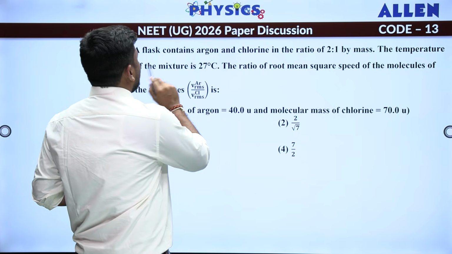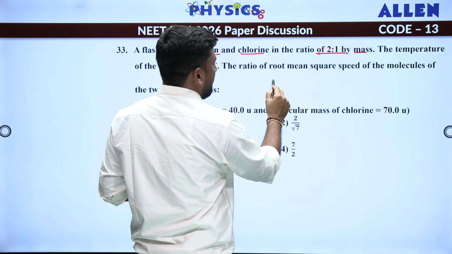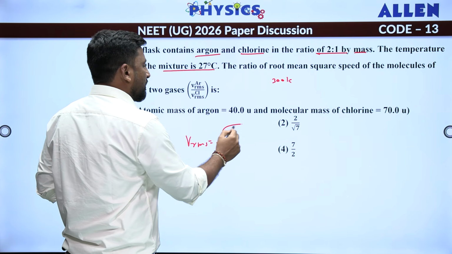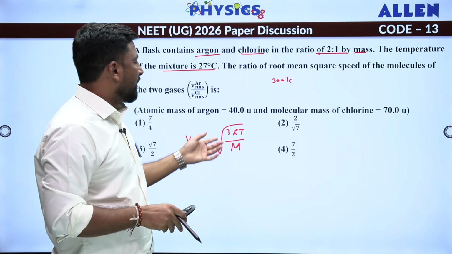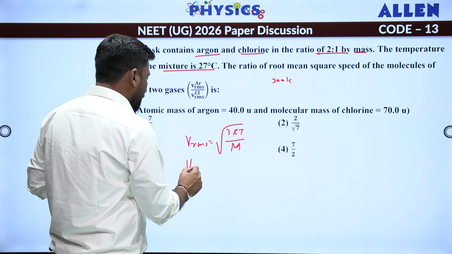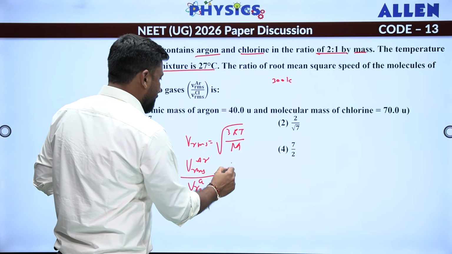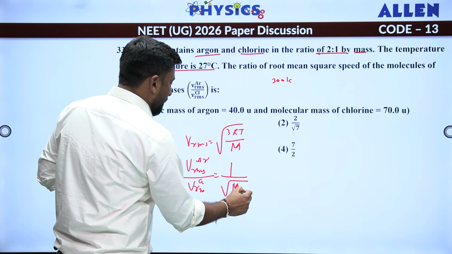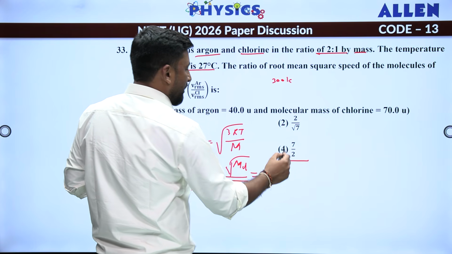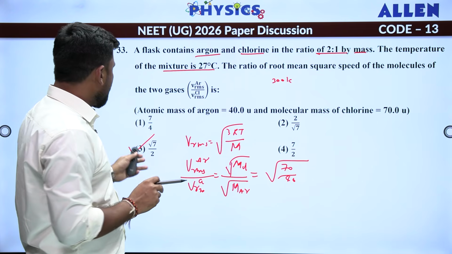Let's move to question number 33. They are saying that argon and chlorine, their masses are given. We have to find the RMS speed at the given temperature. You have to convert it into Kelvin, so it will be 300 Kelvin first of all. We know that RMS speed Vrms is equal to root of 3RT by M. So temperature is the same and we have to take care of the molecular mass. Vrms of argon divided by Vrms of chlorine will be the root of the reciprocal of their masses, because both have the same temperature. Mass of chlorine is given as 70, so that will be root of 70 divided by 40, which is root 7 by 2, option number 3.